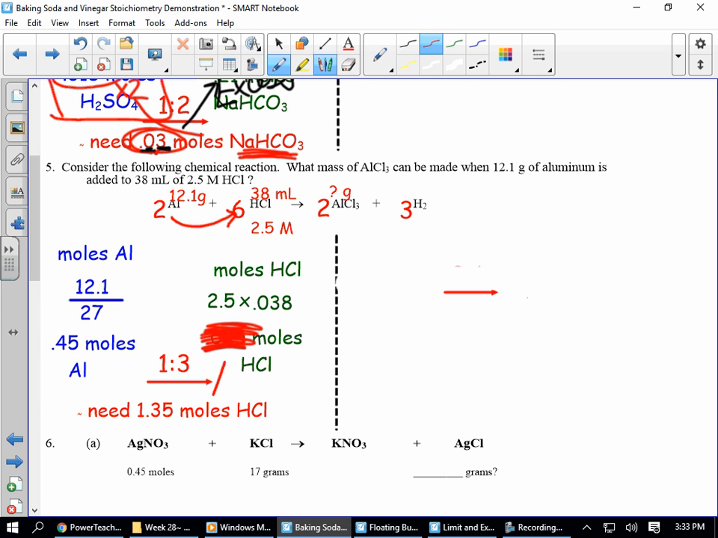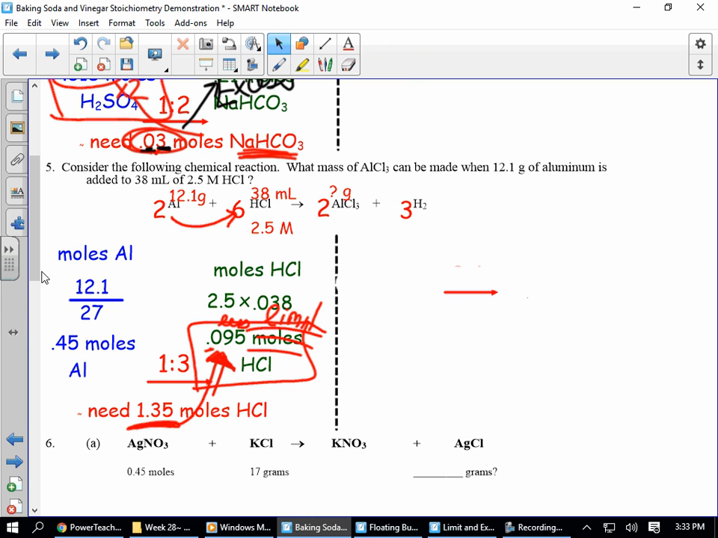That's what I should have. Let's take a look. Do I have 1.35? I absolutely do not. I actually have less. I have too little of what I need. So this is my limiting, and that's going to control my stoichiometry.